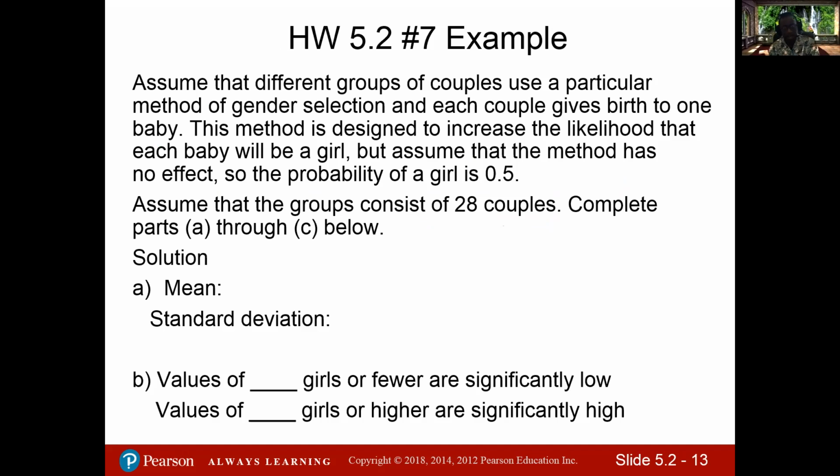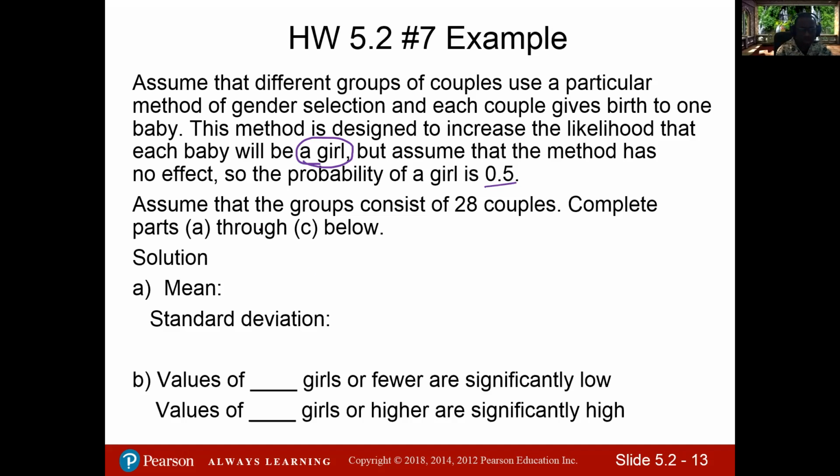from the homework. Question number 7. Assume that different groups of couples use a particular method of gender selection, and each couple gives birth to one baby. This method is designed to increase the likelihood that each baby will be a girl. So when a couple gets a girl, that's a success. But assuming that the method has no effect, the probability of a girl is 0.5. So we have a 50-50 chance.